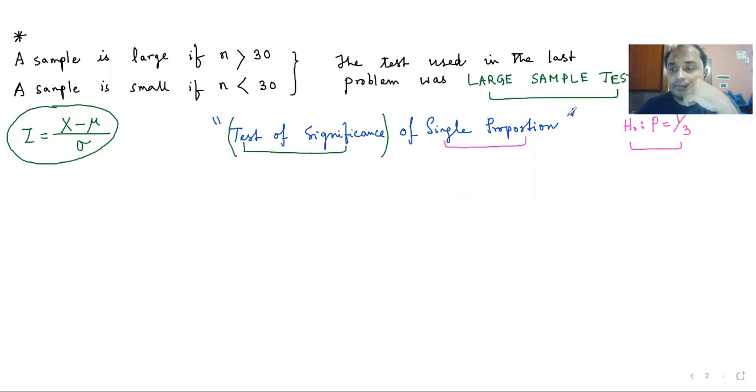Now, what is p? P is probability of success. Probability of success is also known as the proportion of successes. Therefore, we actually tested the significant value of the proportion. And therefore, it is called test of significance of proportion. Okay, now this part is understood. Now, what about a single? What is the meaning of the word single?